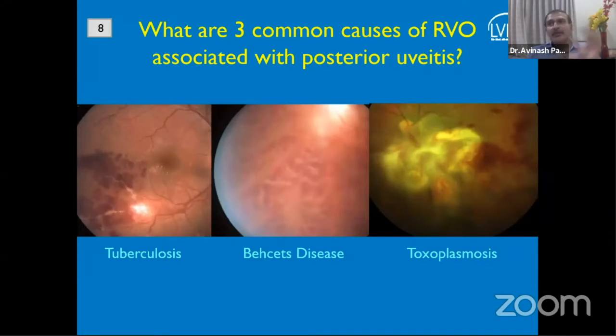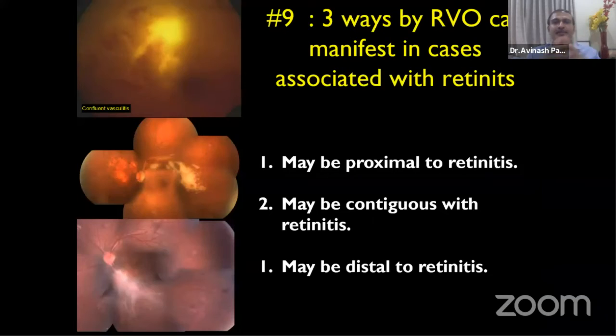Now, moving on from protein C and protein S deficiency, and the leukemias, to the inflammatory causes. Top among the list are tuberculosis, second is toxoplasmosis, and third is Behçet's disease. These are the three most common causes of retinal vascular occlusion when we see patients with posterior uveitis.